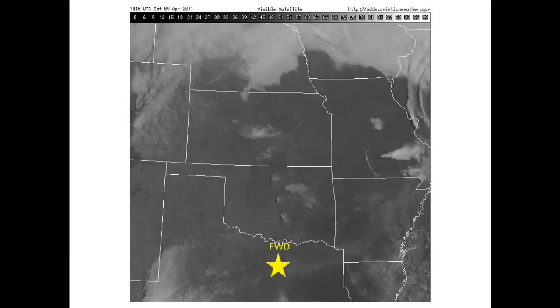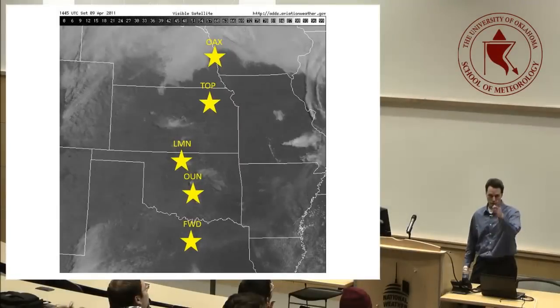So what I want to do is we're going to go along this sequence of locations and look at the soundings and see how they change during the day and what impact this had on the potential for any severe thunderstorm activity later in the evening. So we'll start in Fort Worth and work our way northward through Norman, Lamont, which is LMN, Topeka, and Omaha.